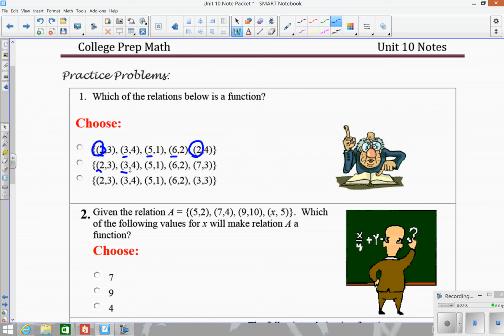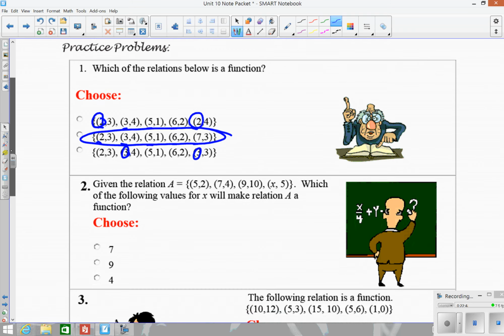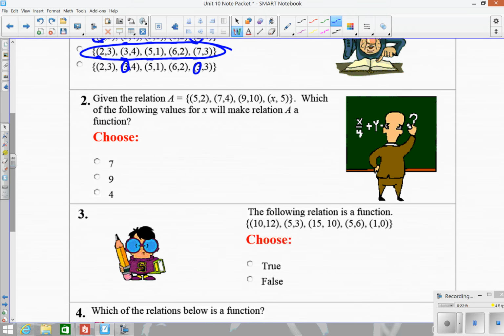Here I have 2, 3, 5, 6, 7. So I have all different x values, so this is going to be the one that is a function. The last choice couldn't have worked because I have the 3's repeating with two different outputs.